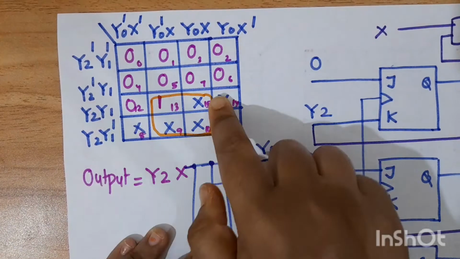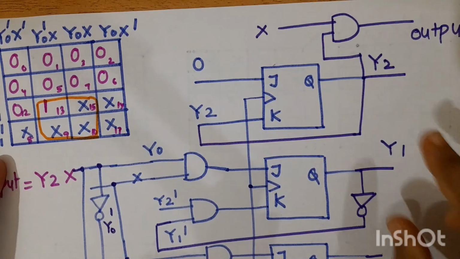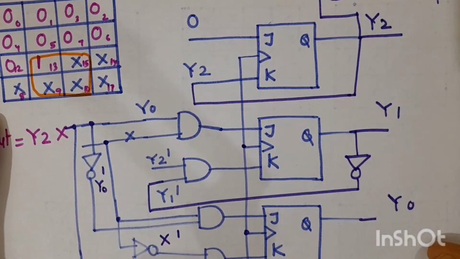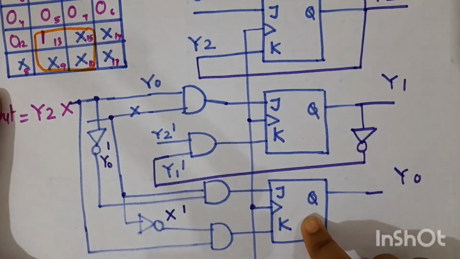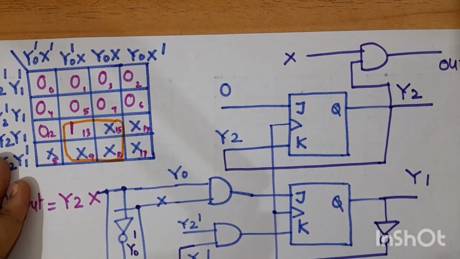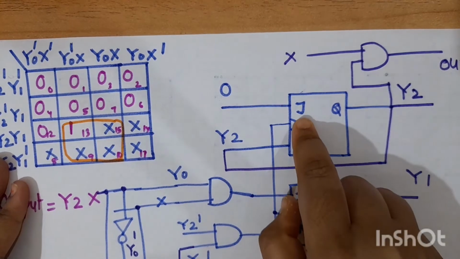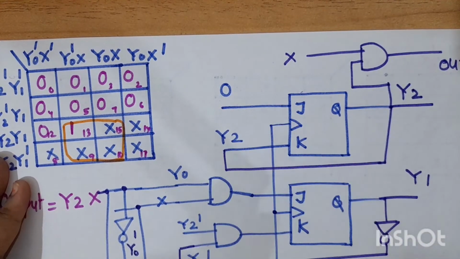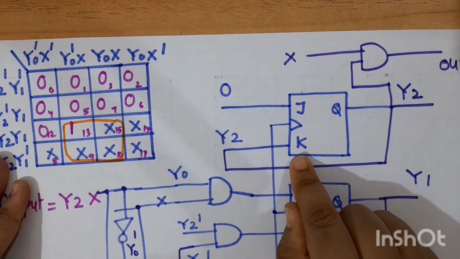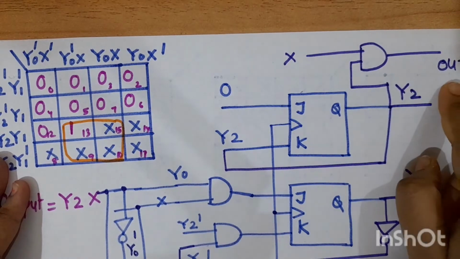Here is the K map for the output, which is coming as y2 x. Now I have drawn a rough diagram with the flip-flops. You see 3 flip-flops are there: JK flip-flop 1, JK flip-flop 2, JK flip-flop 3. This is how the connection is made. J y2 is tied to 0 only. K y2 is actually connected to the output also.